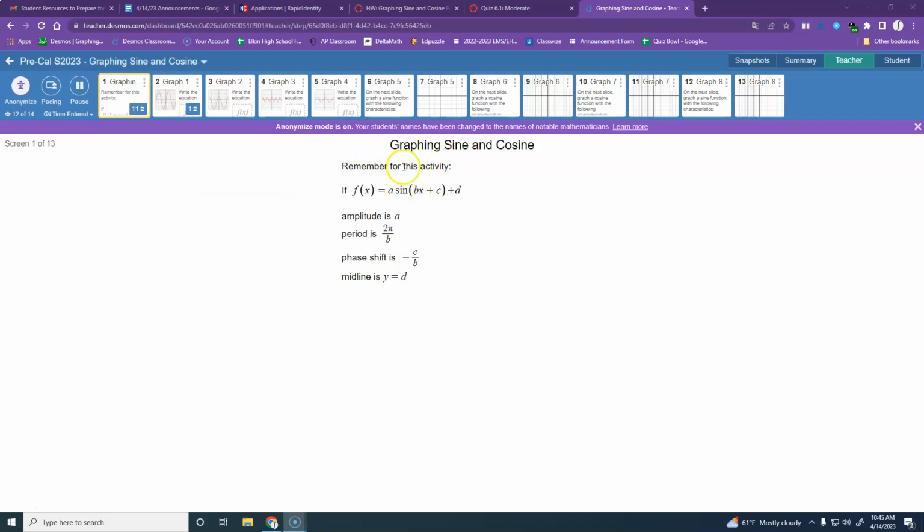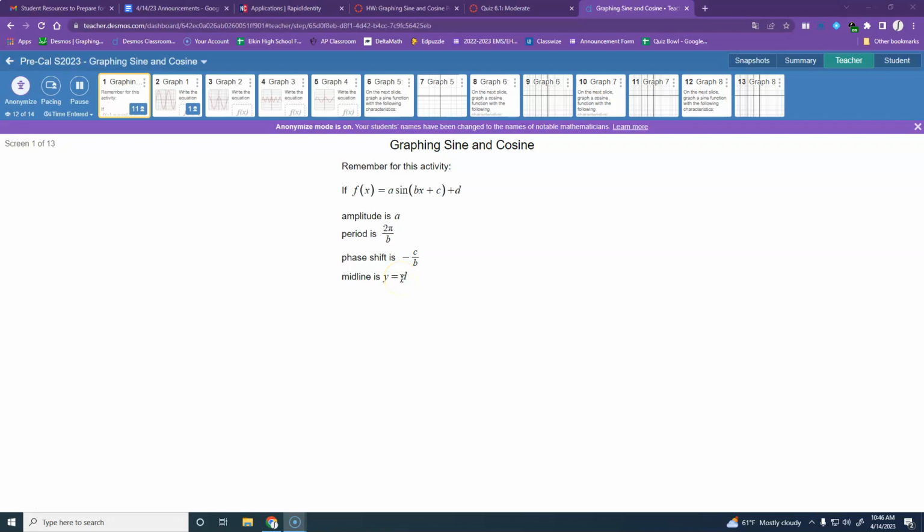All right, so this is just the basic thing that we looked at yesterday. For this activity, we've got to remember that f of x equals a sine(bx + c) plus d. Amplitude is a. I really should put some absolute value bars around there. Period is 2 pi over b. Phase shift is negative c over b. Midline is y equals d.